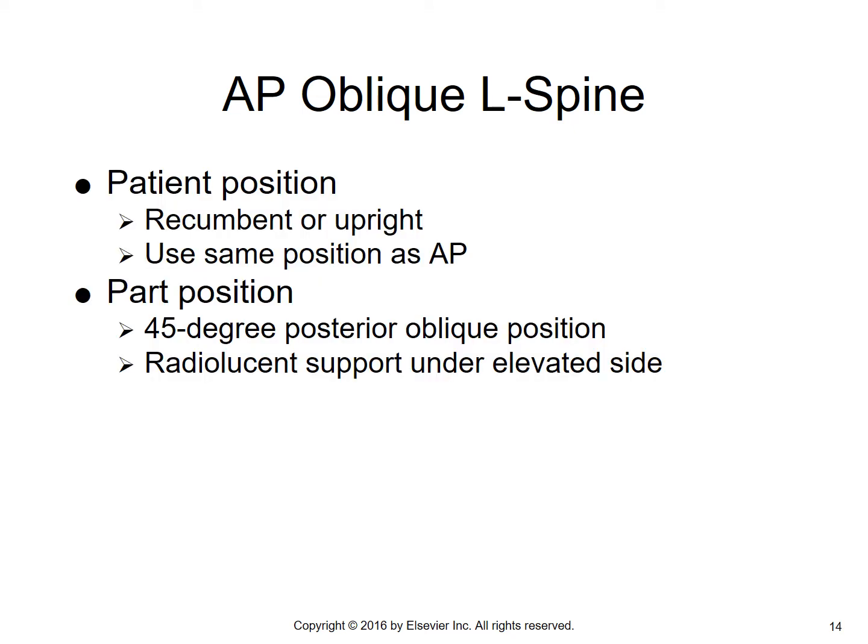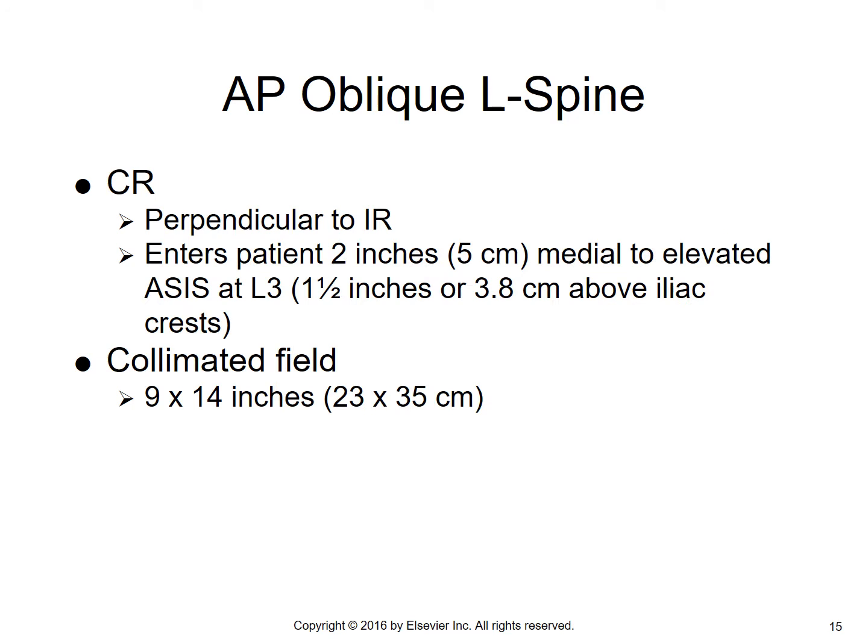For the obliques, recumbent or upright, part positioning is a 45-degree posterior oblique position. If they're lying down, use a radiolucent support under the elevated side. So lumbar spine obliques are done with a 45-degree rotation. Central ray is perpendicular. Now, where to put the central ray? A little bit tricky.